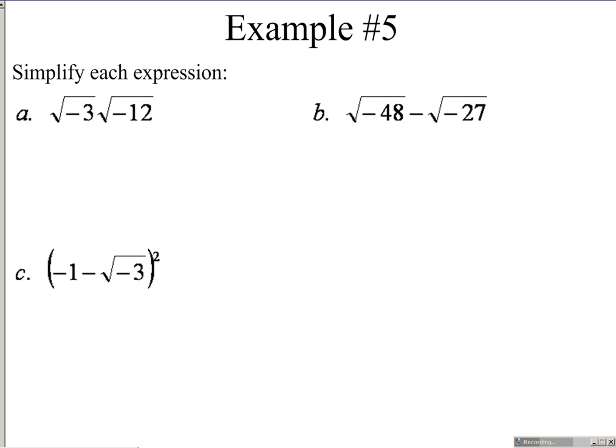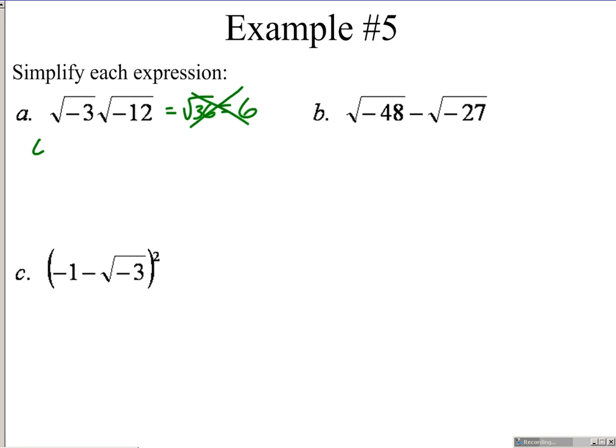Okay, operations involving negatives underneath square roots. You need to be careful here. A lot of students will look at this and say, well, I can multiply stuff that's underneath the radical, so that's the square root of 36, which is just 6. It's not true. You cannot multiply things underneath the radical when they are negative, because those are not real numbers, so the same properties do not apply.